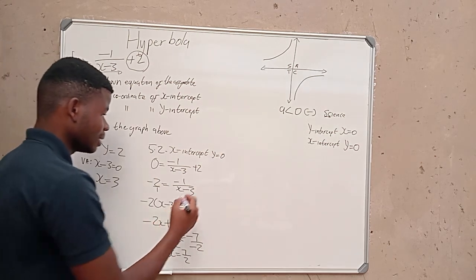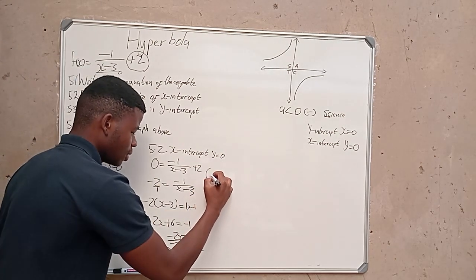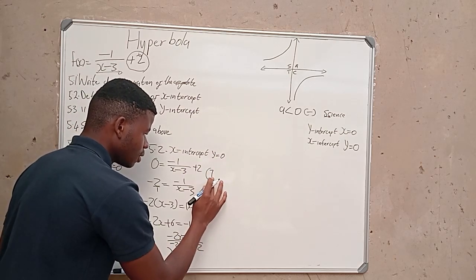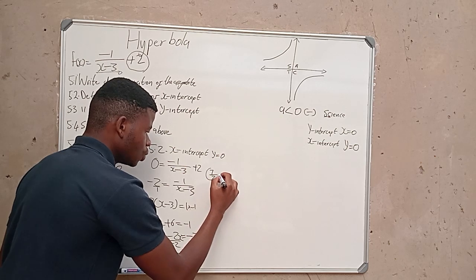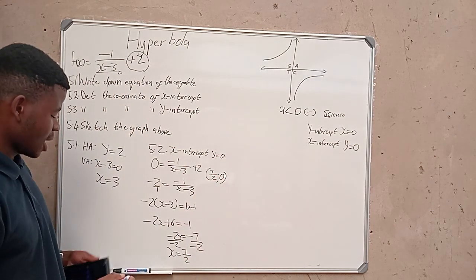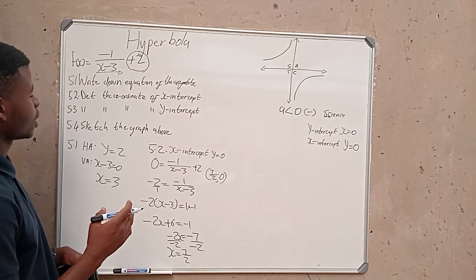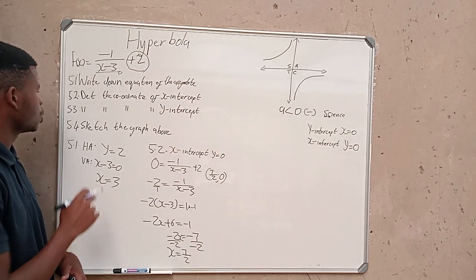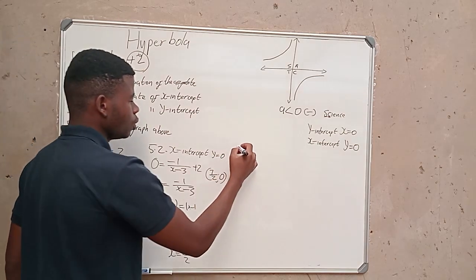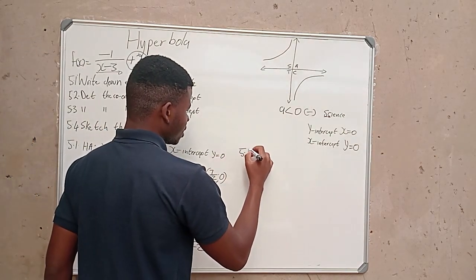What is the coordinates of the x-intercept? Our y is already 0, so it's going to be 7 over 2, and our y is going to be 0. Okay, then we are done with 5.2. We go to 5.3.